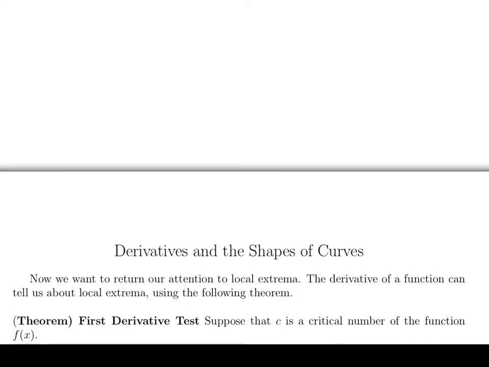Now let's suppose that c is a critical number of the function f of x. Let me remind you what a critical number is. It's a number that's in the domain of the function where the derivative either doesn't exist or is equal to 0. And so we can use the first derivative now to tell us whether these critical numbers are local extrema.